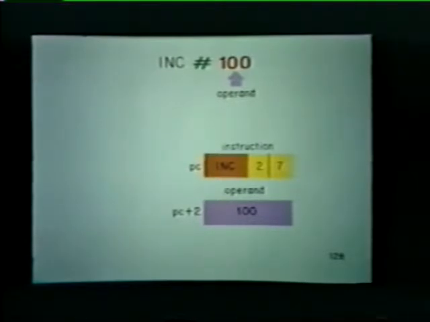The symbol preceding the value of 100 designates that we're using the immediate mode. In other words, the operand to be incremented, in this case 100, is stored in the first word location following the instruction. That wraps up our discussion of the immediate mode. Now, let's take a look at another one of our special PC addressing modes, the absolute mode.